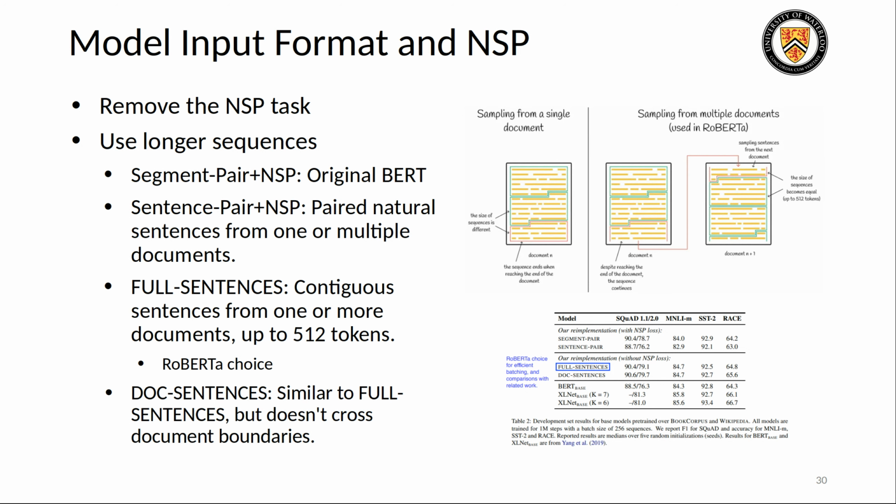Multiple studies have questioned the effectiveness of the next sentence prediction objective in BERT. To investigate the impact of NSP, the authors of RoBERTa conducted experiments with different input formats and pre-training objectives. Here are the 4 settings they considered. Segment pair plus NSP, which is the original BERT input format with the NSP objective. Each training example consists of a pair of segments which can contain multiple natural sentences.